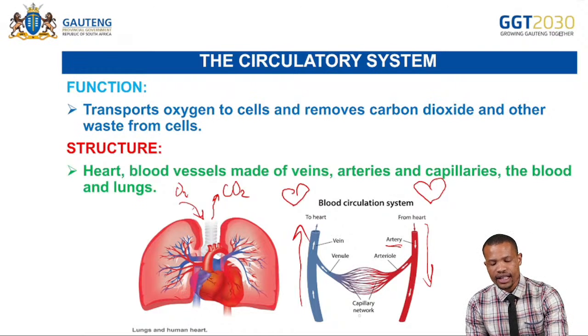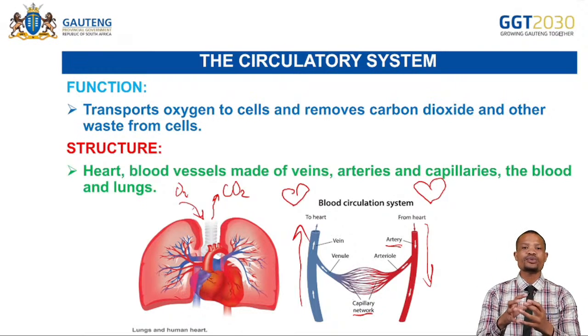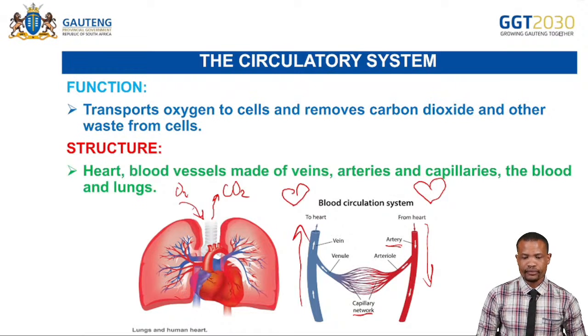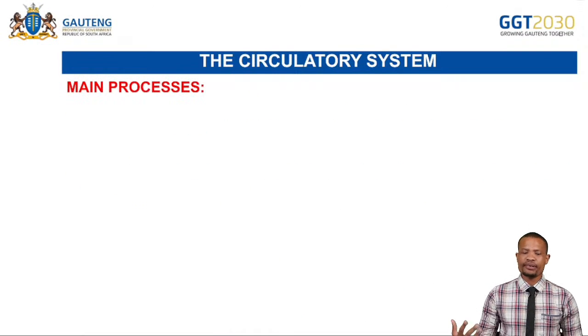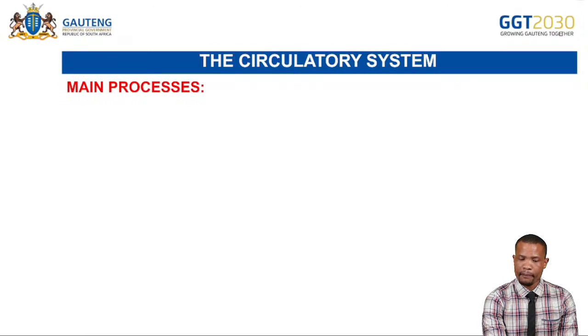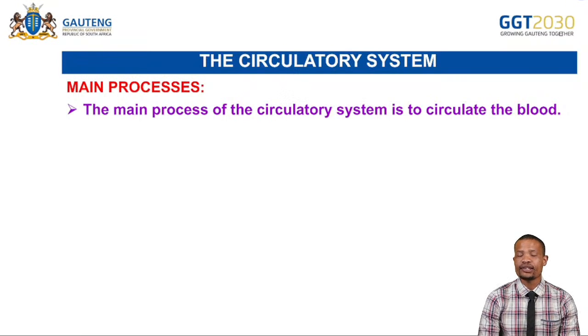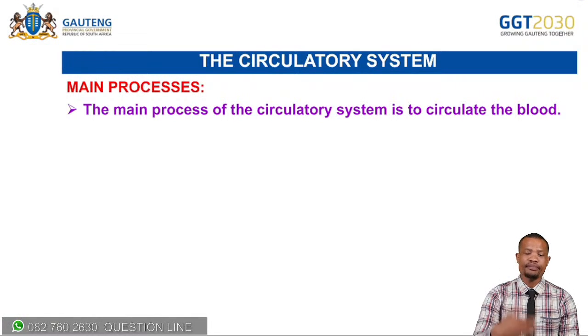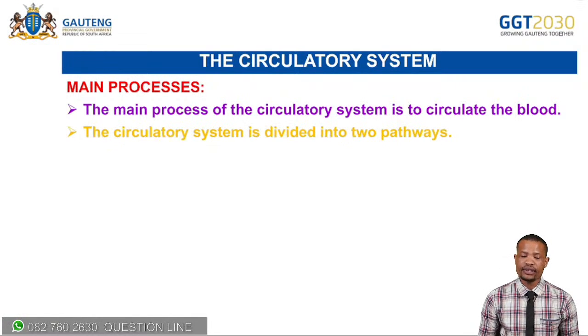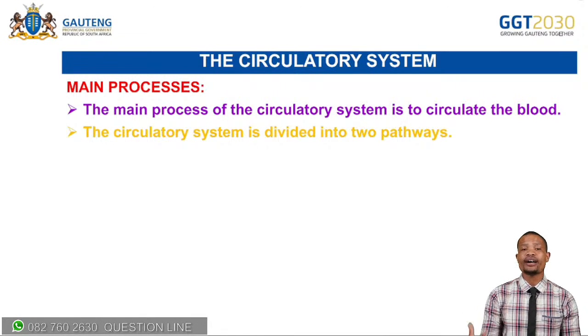Okay, then we have the capillaries. The capillaries are a network of tiny blood vessels that allow for diffusion or gaseous exchange. Okay, what are the main processes of the circulatory system? The main process of the circulatory system is to circulate blood. We've already talked about that. That is the main purpose. And the circulatory system is divided into two pathways. So there are two pathways for the blood to circulate in the body. But what are these two pathways?